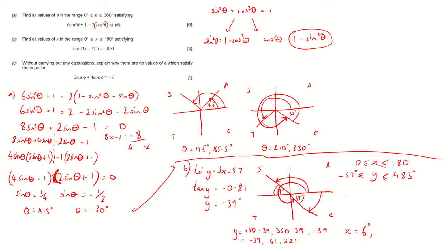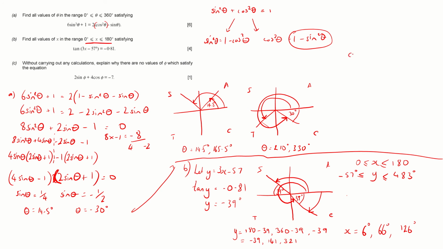141, now I'm going to add 57, divide by 3. 141 plus 57, divide by 3 is 66 degrees. And then 321 plus 57, divide by 3 is 126. This suggests we've done it right because those three answers are all within the range 0 to 180.